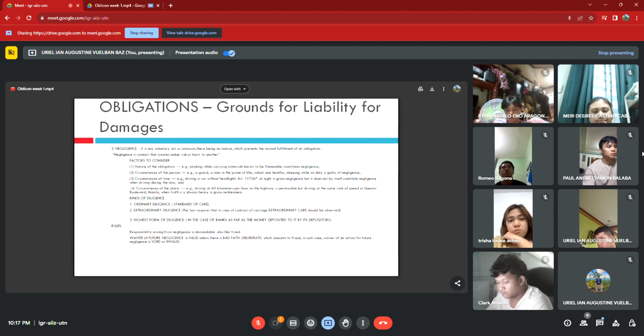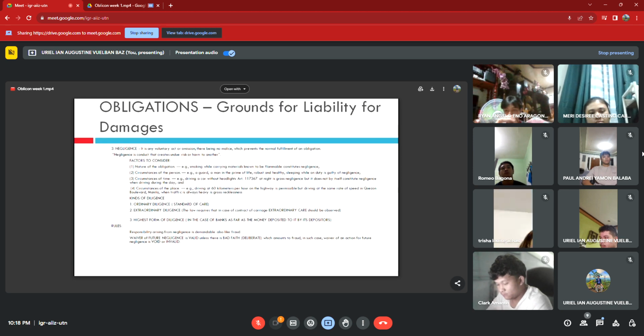As a rule, the parties can agree on what form of diligence to observe in their obligation. It could be ordinary only. But except when it is a contract of carriage, because the law requires that extraordinary care should be observed in a contract of carriage. Like for example, when you ride a jeep or any public transportation, the driver there exercises extraordinary diligence until you reach your point of destination. Because what is at stake here is the life and safety of the passengers.